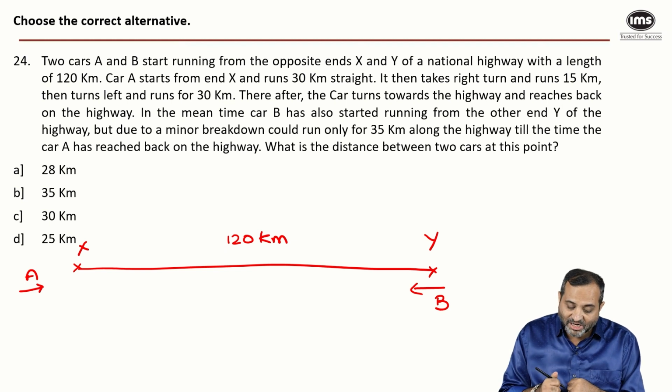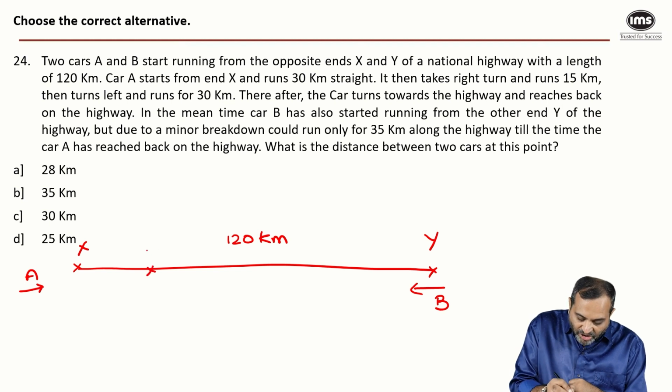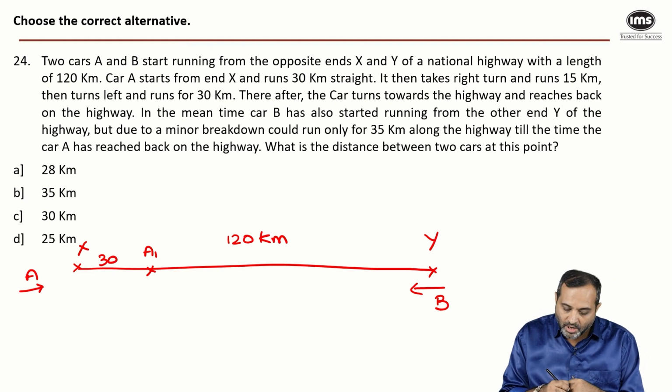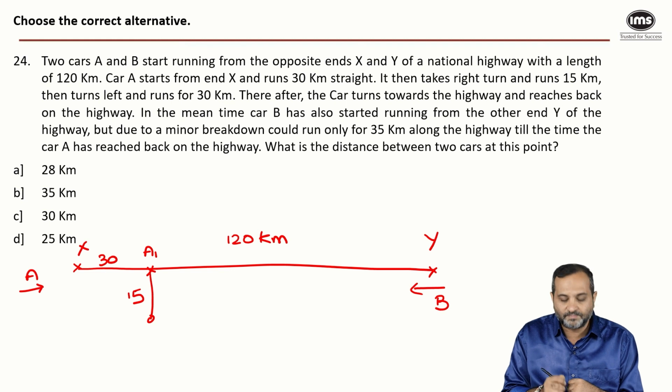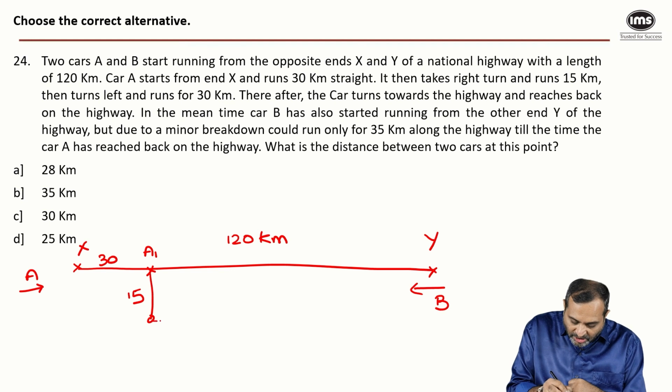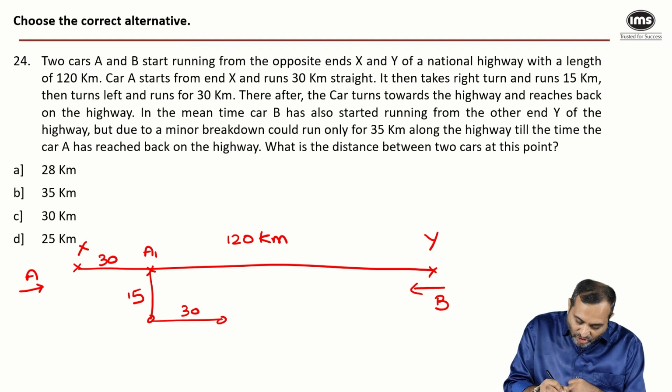Car A starts from end X and runs 30 kilometers straight. So let's assume car A reaches this point and this distance is 30 kilometers. It then takes a right turn and runs 15 kilometers. Then turns left and runs for 30 kilometers. Thereafter, the car turns towards the highway and reaches back on the highway. So the car is back here. So can I say now my car A is here?